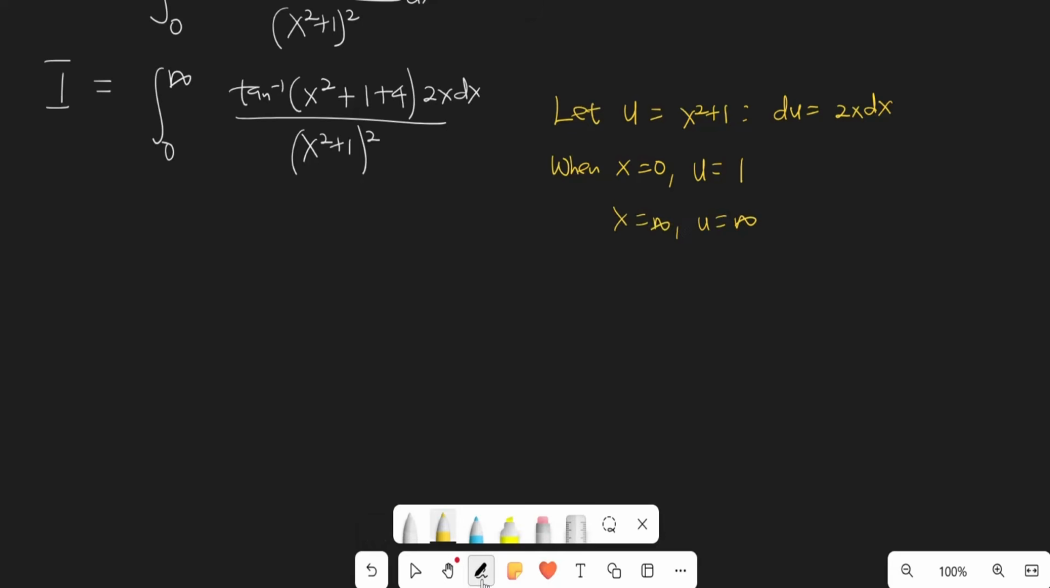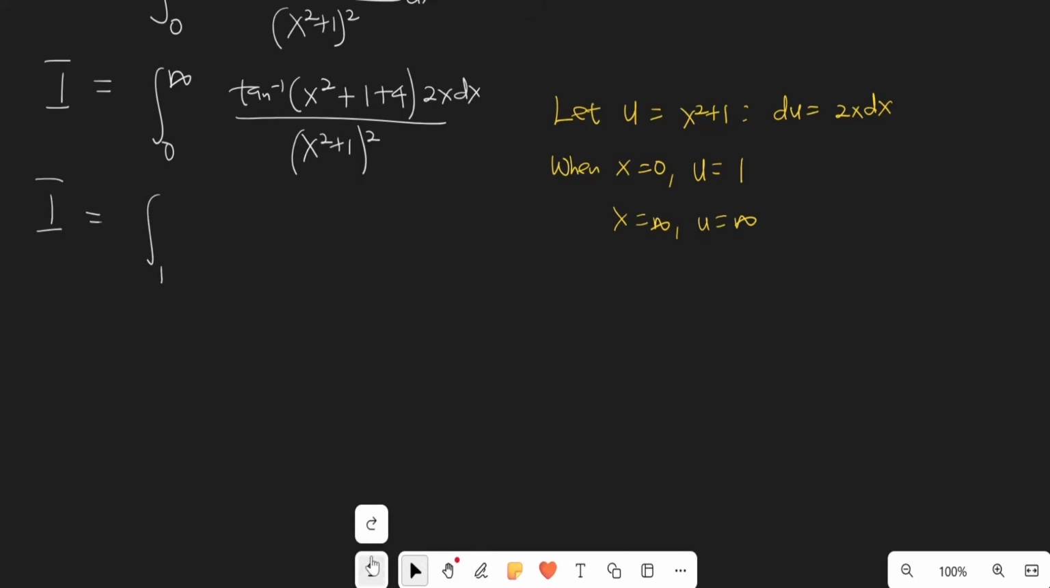So the integral in the u world is now looking like this. I is going to be the integral from 1 to infinity of the tan inverse of u plus 4, since x squared plus 1 is u, divided by u squared. And 2x dx is the same as du. That is what we have here.